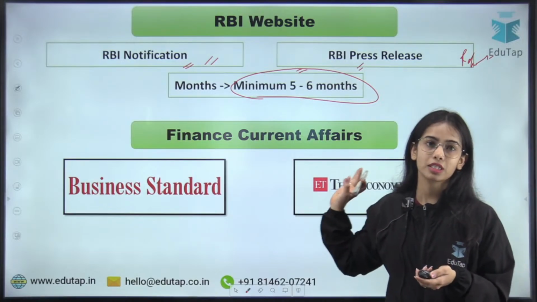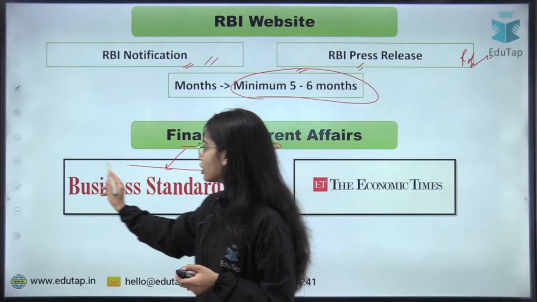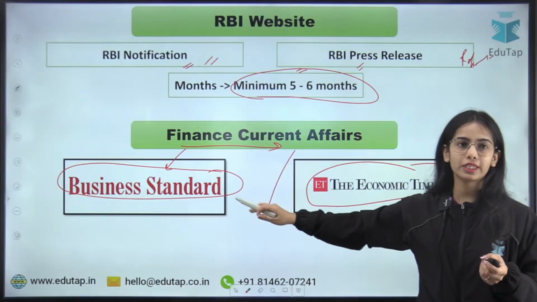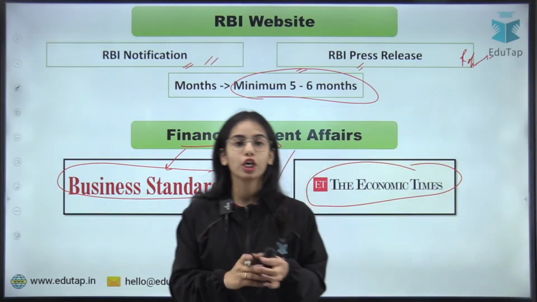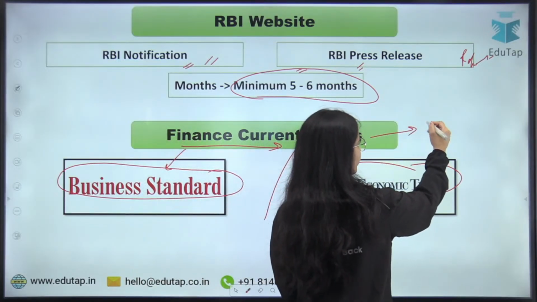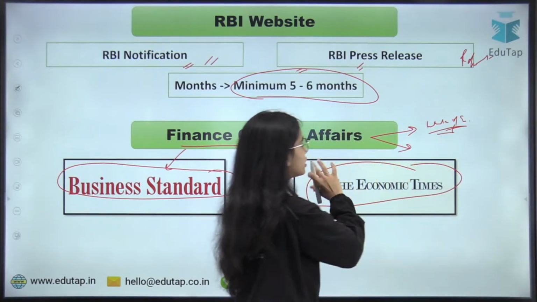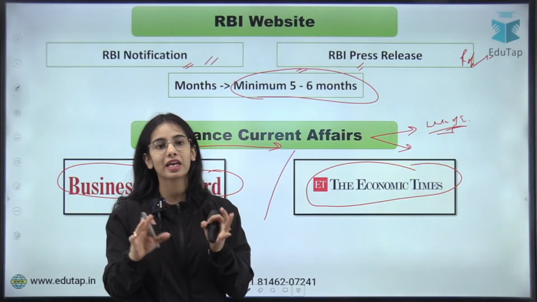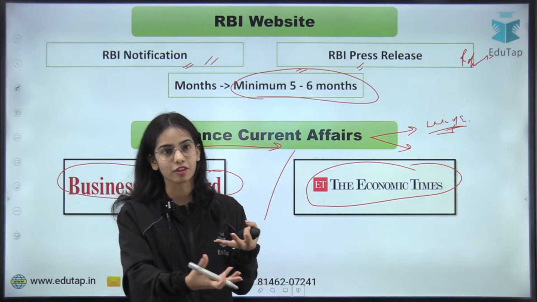Now coming to the finance current affairs. In the finance current affairs, you can follow either Business Standard or the Economic Times. Any one of these you can follow. Remember which finance current affairs you should focus on: those that are affecting the whole of the economy, or those related to SEBI, IRDAI, or somehow related to the Reserve Bank of India.